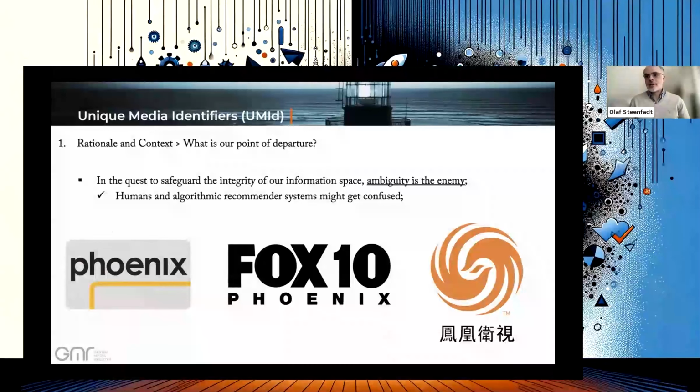Another brand name which gets confused quite a lot is Phoenix. In Germany, our C-SPAN, the public parliamentary channel, is called Phoenix. Obviously in Arizona, you have quite a few media outlets called something with Phoenix. And then you have a large, I mean, huge even, media conglomerate based in China that's called Phoenix. And of course, it does make a difference which Phoenix is which.